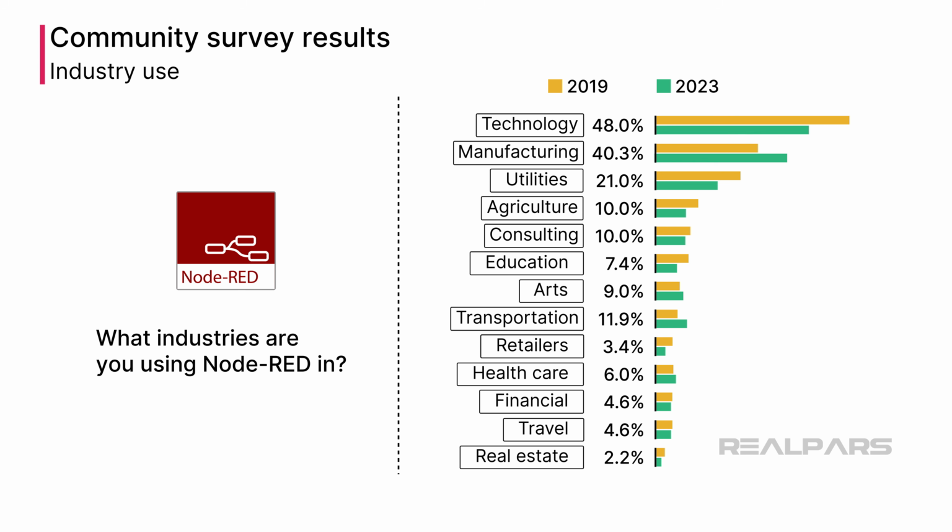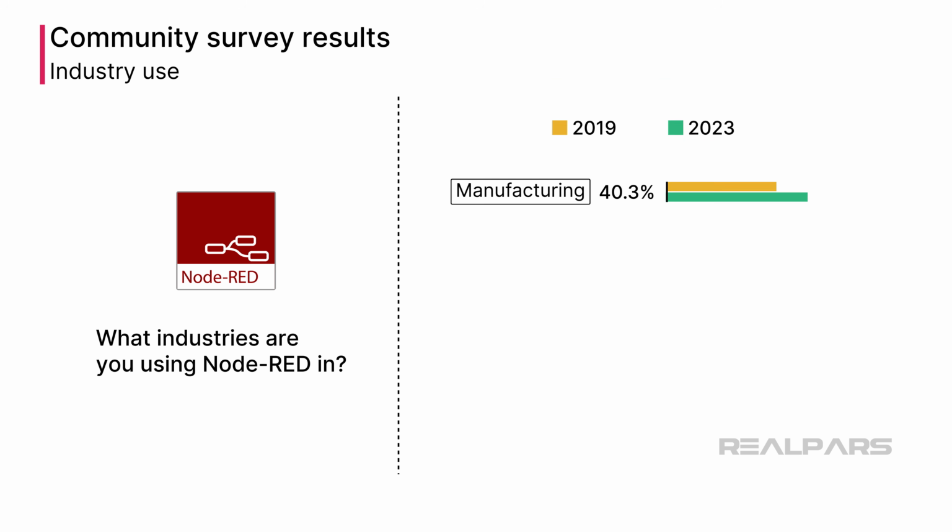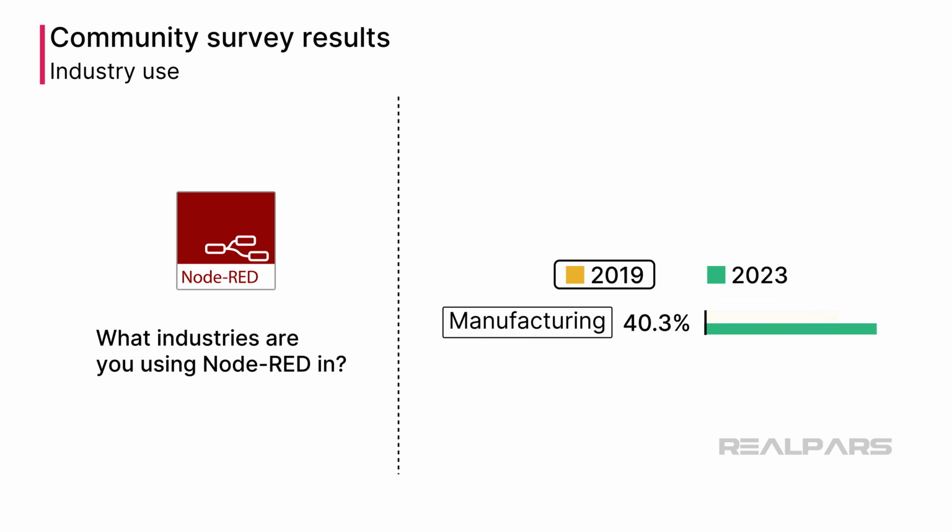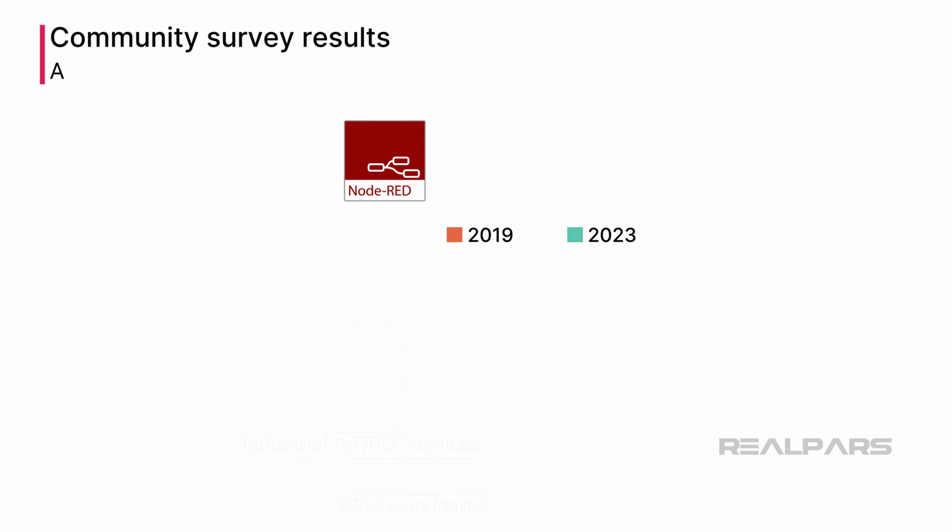The survey also revealed that Node-RED is mainly used in the tech industry, with 48% of professionals who use Node-RED working in technology. The second largest industry in the survey is manufacturing, at 40%. When comparing the 2023 survey with the previous survey in 2019, we see that the proportion of people using Node-RED in the manufacturing industry is increasing. This indicates that Node-RED is gaining acceptance for industrial applications.